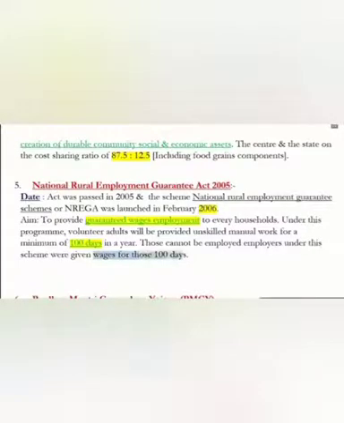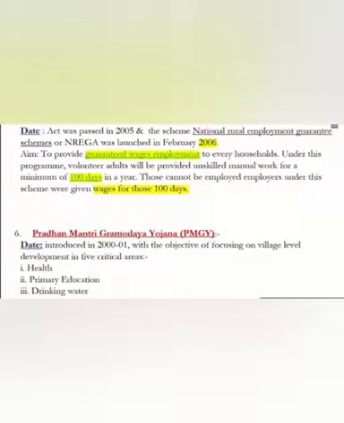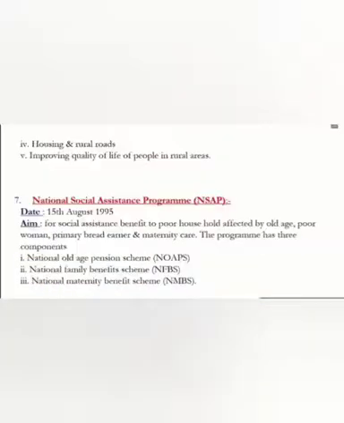Another program is Pradhan Mantri Gramodaya Yojana (PMGY), introduced in 2000-2001 with the objective of focusing on village level development in 5 critical areas as follows: health, primary education, drinking water, housing and rural roads, improving the quality of life of people in rural areas.